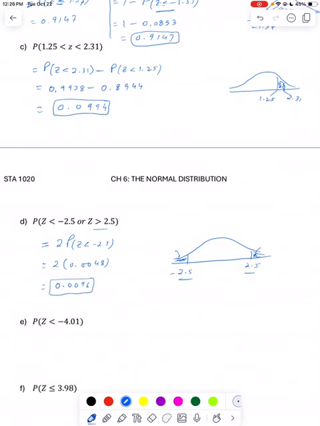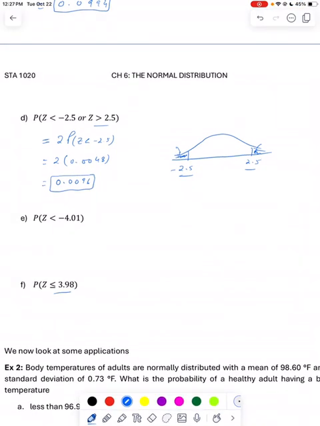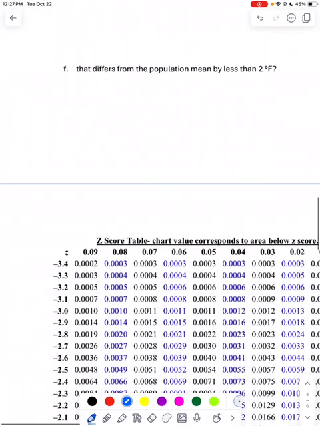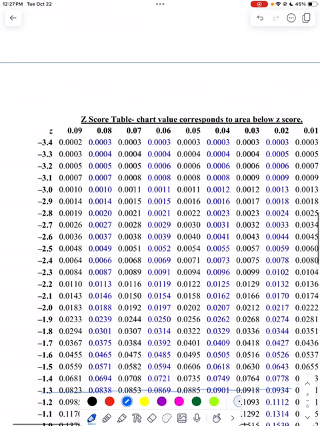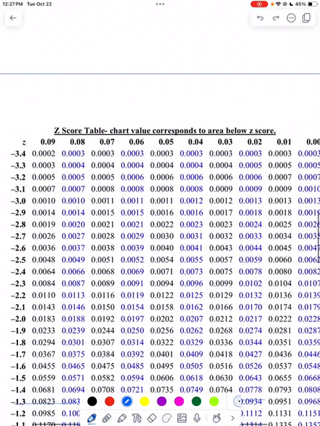Okay, then we come to the next one, E. The probability that z is less than negative 4.01. Now if you go to the table, and we may look up this one as well. So this is negative 4.01 and this is 3.98. So let us see if we can find the values in the table. Okay, negative 4.01. Can you see the biggest number that we have here is this z-score, negative 3.49. That is our biggest number, so we don't have anything below that.